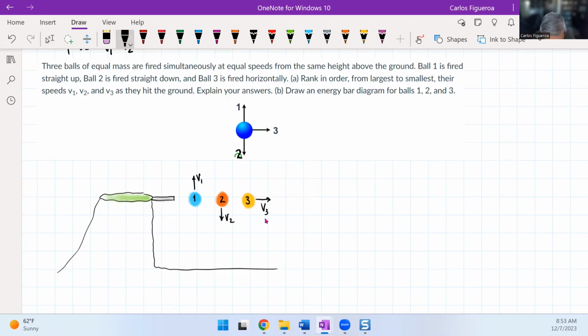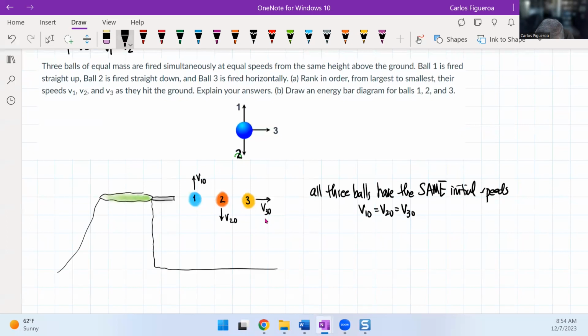All we know is the initial speeds, and the initial speeds tell us that all 3 balls have the same initial speeds. In other words, V1 of 0, V2 of 0, and V3 of 0 are equal.